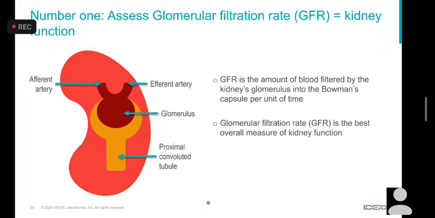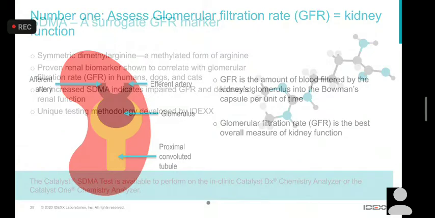The number one thing is to assess the glomerular filtration rate, and you can measure it directly. As said, we use surrogate markers in most clinical practices, at least. The glomerular filtration rate is defined as the amount of blood filtered by the kidney's glomerulus into the Bowman's capsule per unit of time. In humans, you actually calculate an estimated GFR based on creatinine and different formulas. A direct GFR is, of course, the best way of doing it, but usually we tend to do it with surrogate markers. So we have creatinine, which is the best-known surrogate GFR marker.